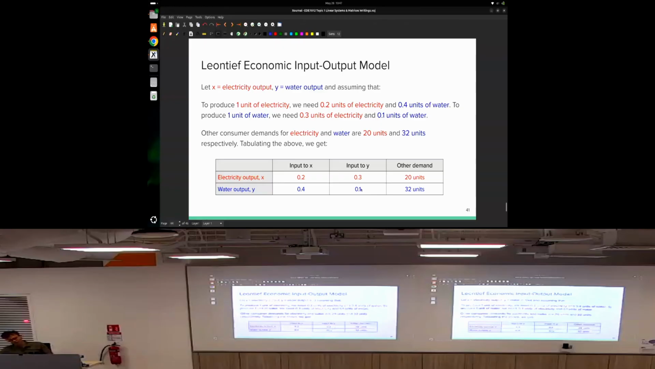Okay? So what about other demand? Of course, you don't just produce the electricity and water to serve the production. You have to serve the community, that's the human need. So human needs 20 units of electricity and 32 units of water, let's say. Okay? So this is a table. After we tabulate this, all these values you can get from the industry in the actual economy.